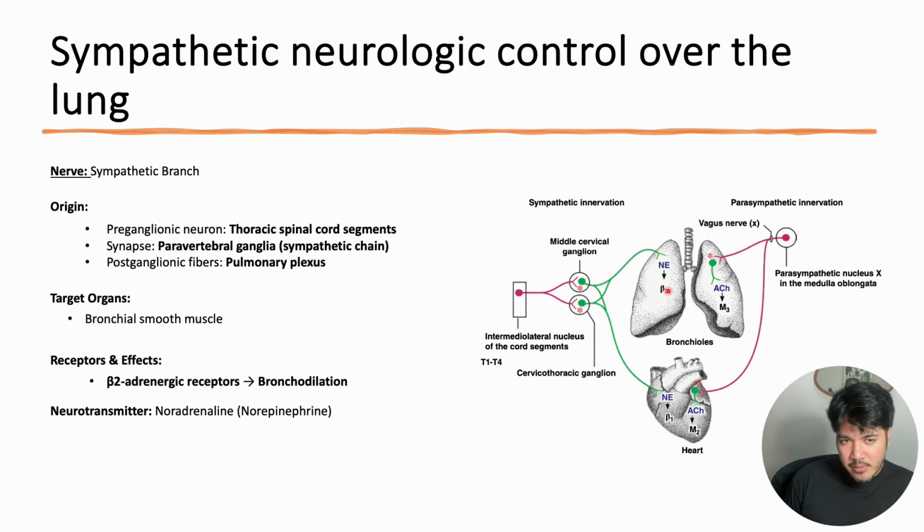So in a fight or flight state, when your sympathetic nervous system is stimulated, you want to open your airways, so you want to have more gaseous exchange, and so you bronchodilate. The target organ being your bronchial smooth muscles.